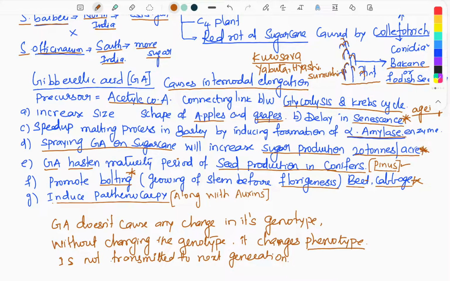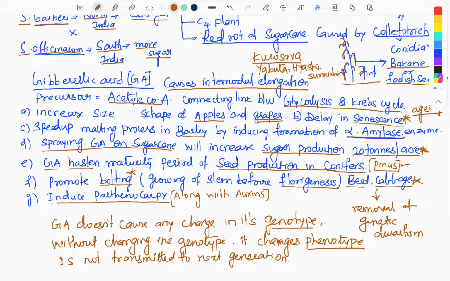They bring the change in phenotype but not in genotype. So this is called as removal of genetic dwarfism. That is, in beet and cabbage they make the plant very long. It is called as removal of genetic dwarfism in case of beet and cabbage. Yes, that is there. And they cause parthenocarpy also along with auxins.